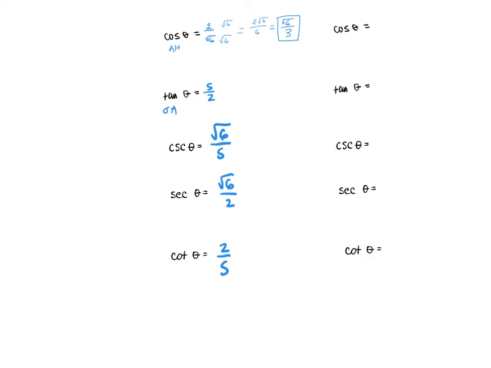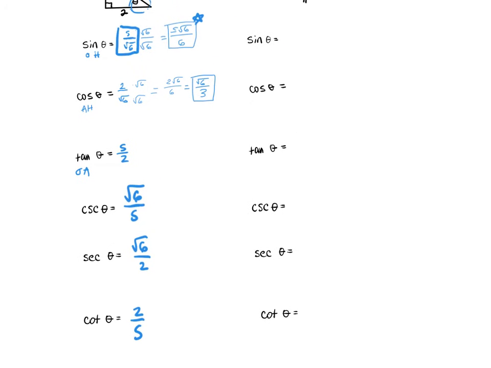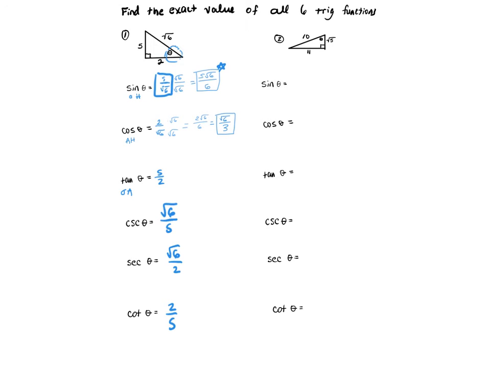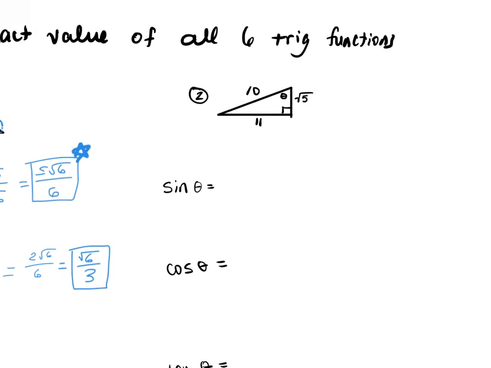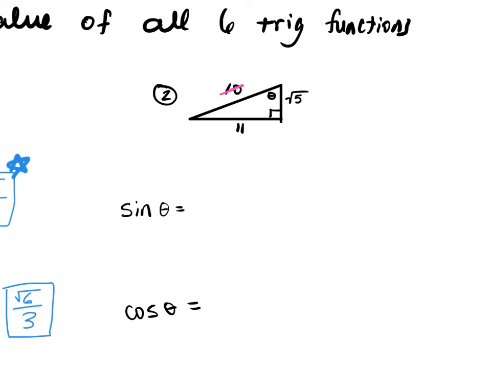I know we're kind of zooming through this, but it's not too complicated. For number 2, we need to switch the hypotenuse to be 11 and the leg to be 10, just because your hypotenuse has to be the longest side. So just to start off with, the hypotenuse is 11 and the other leg is 10.